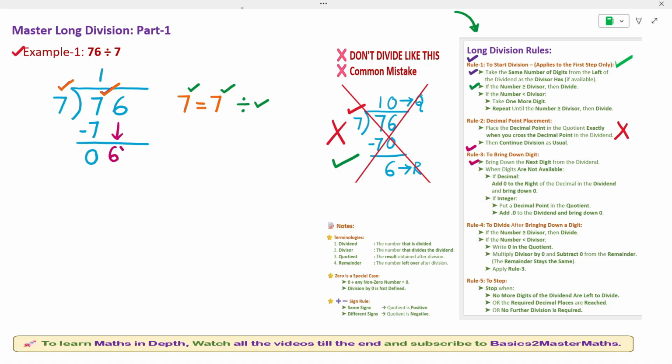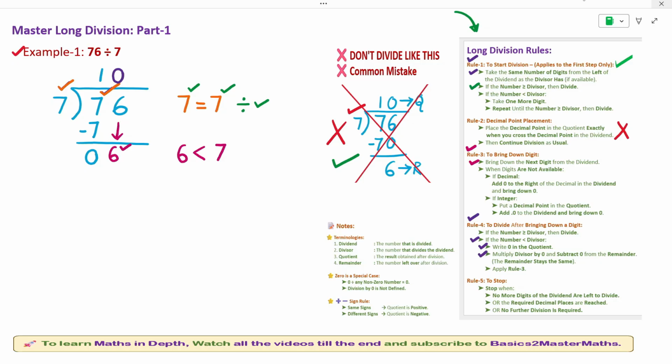Observe, now the number is 6, which is less than the divisor 7. Now, let us apply rule 4. If the number is less than the divisor, write 0 in the quotient.